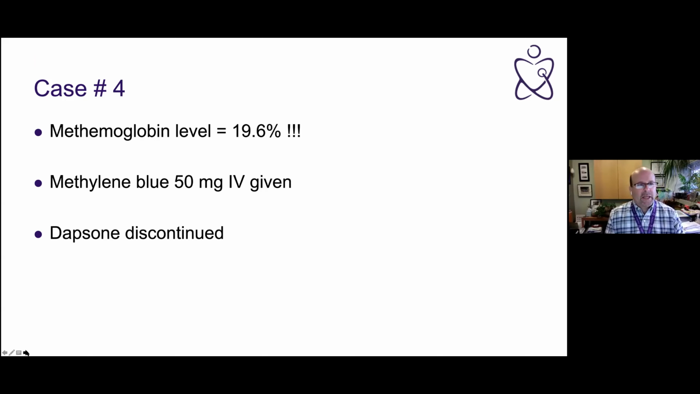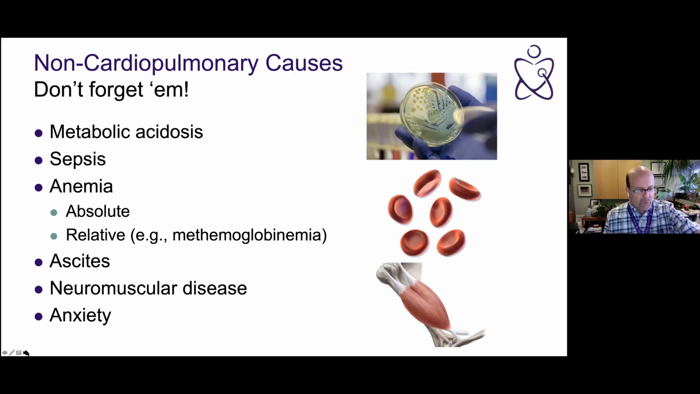So cool, great case. Okay, so in summary, please don't forget the non-cardiopulmonary causes of dyspnea. They're so important. Sepsis, both absolute and relative anemias, ascites, neuromuscular disease, anxiety, and metabolic acidosis. I couldn't find a good image for metabolic acidosis, so I put up an image of a lemon because that's how you add acid to food.